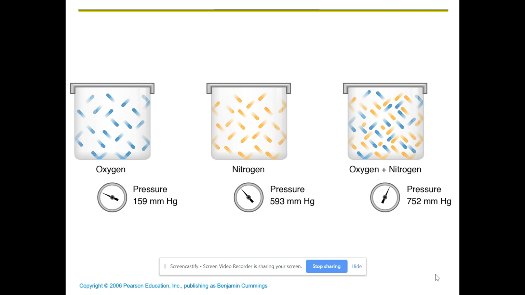So in the first one, we see oxygen exerting a pressure. Oxygen is the only gas in that container, and so it's the only gas exerting that pressure. Same thing is true in the second picture where we see nitrogen. If we put both of them in there at the same time, they're exerting a combined pressure. That combined pressure is equal to their individual pressures.